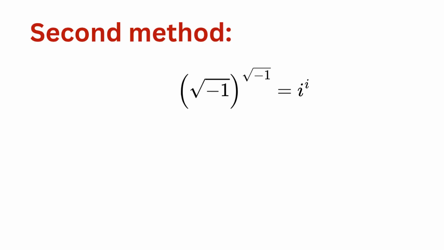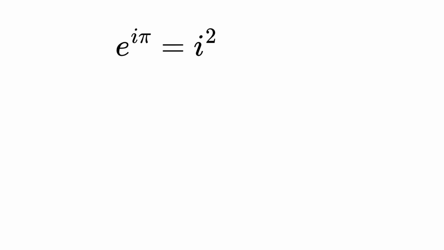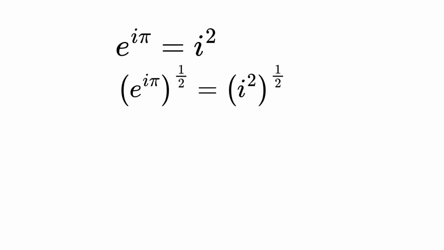Square root minus 1 whole power square root of minus 1 we can write as i power i, because i is equal to square root of minus 1. Euler's form is e to the power i pi plus 1 is equal to 0. From this we can write e to the power i pi is equal to minus 1. Minus 1 we can write as i square. Apply whole power 1/2 on both sides.